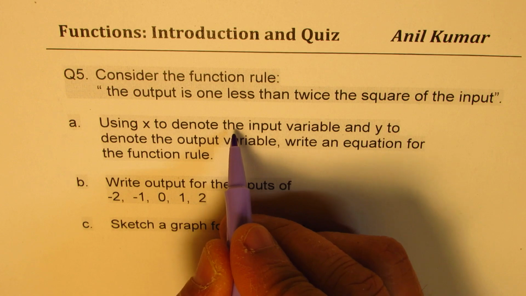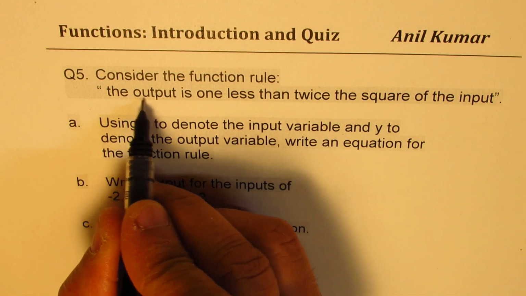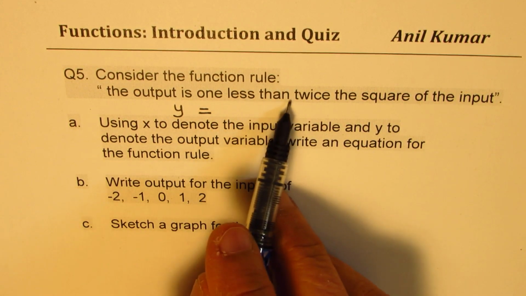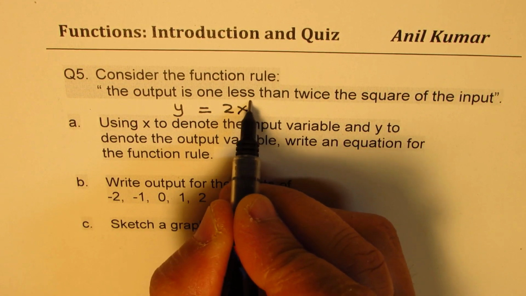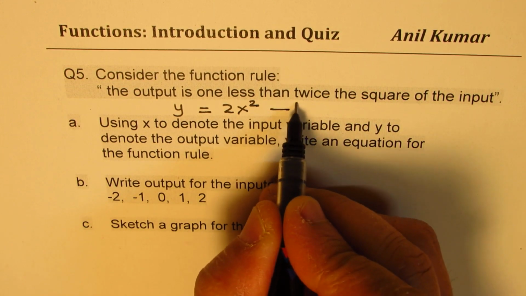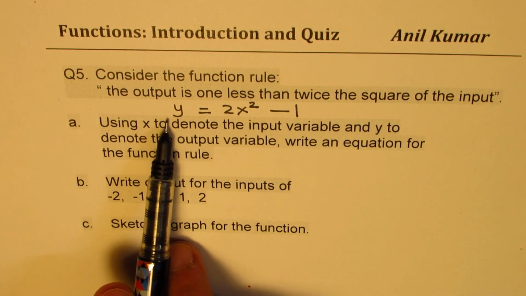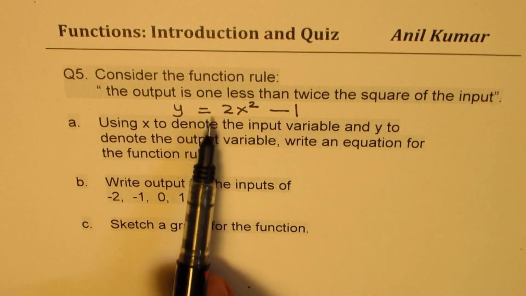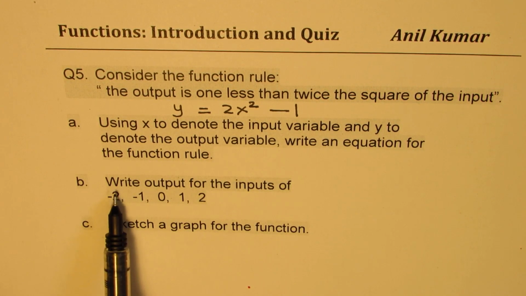So x is the input and y is the output. So we are saying y, the output, is equal to 1 less than twice the square of the input. So twice the square of the input minus 1. That is how you could write the relation. You get an idea. So that is how you're going to write out the rule. Once you have this rule, we can answer part B.